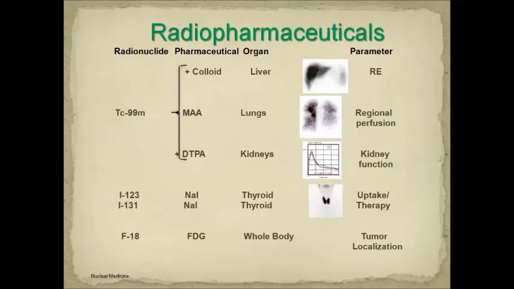You see that there are very many pharmaceuticals which have affinity to a certain organ, and they may be combined with specific radionuclides, radioactive isotopes, and deliver them to the liver, lung, kidneys, thyroid tissue, or the whole body. What do you need?